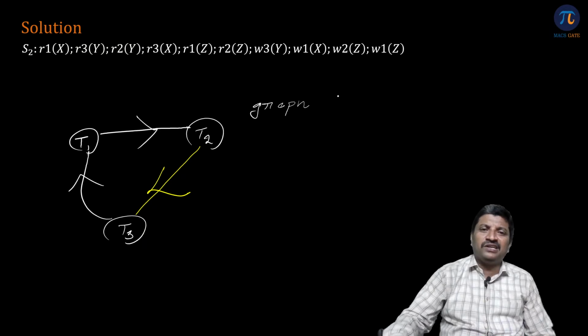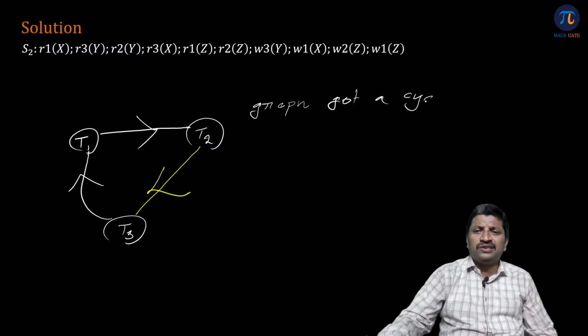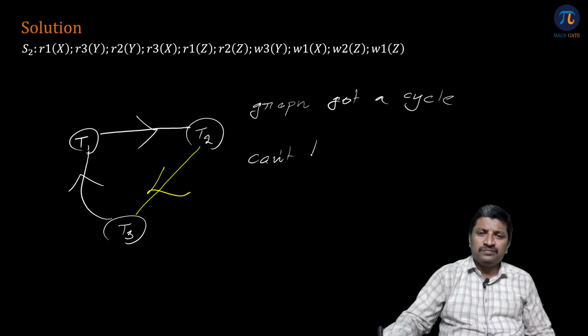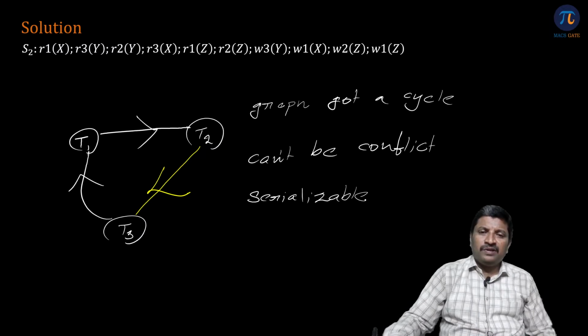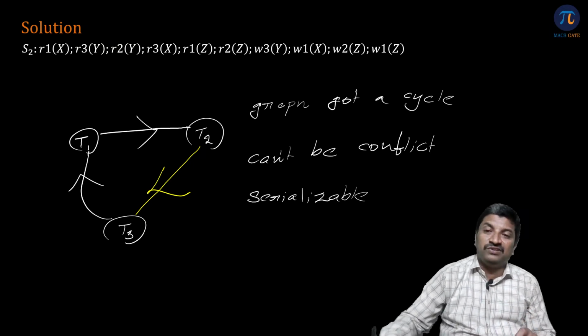When a graph already has a cycle, it cannot be conflict serializable. Right? So S1 is conflict serializable, S2 is not conflict serializable.